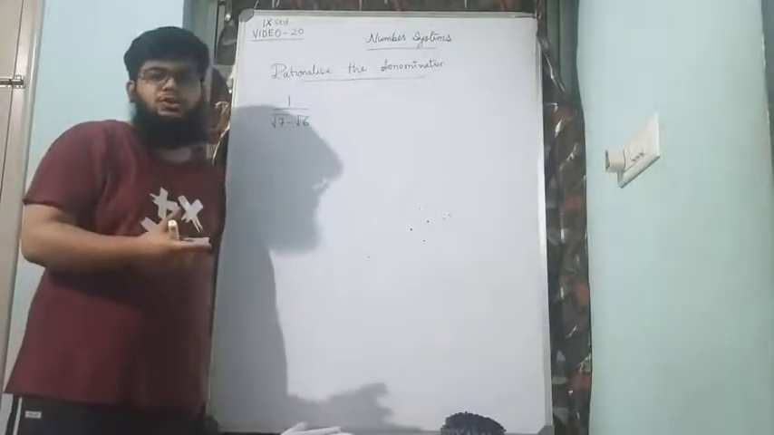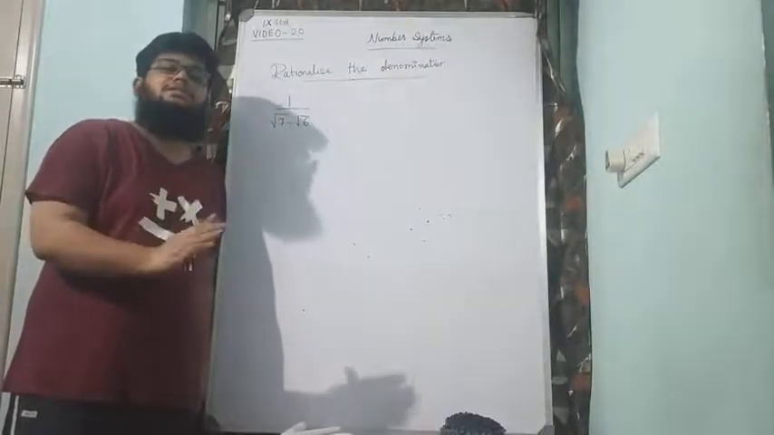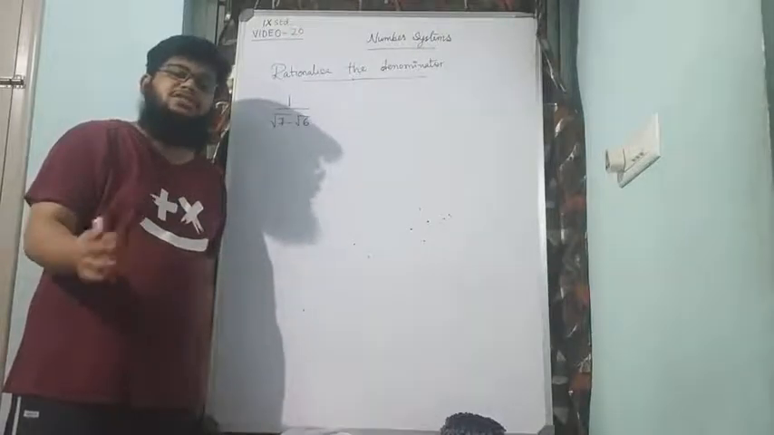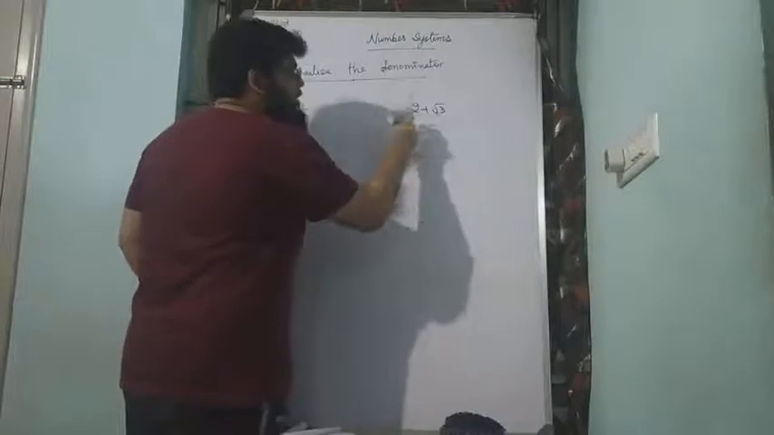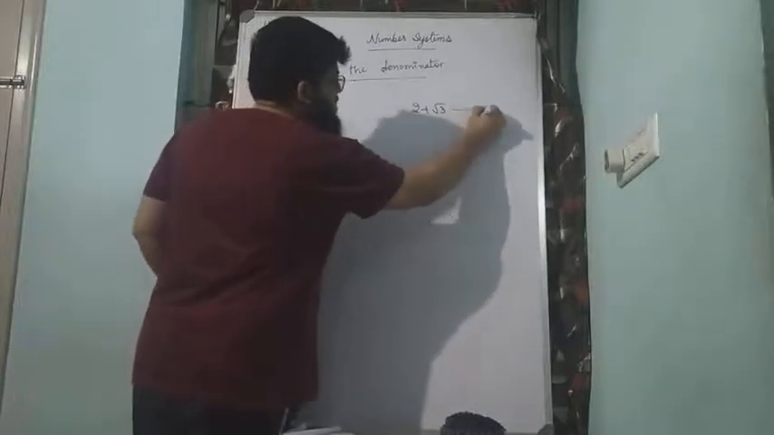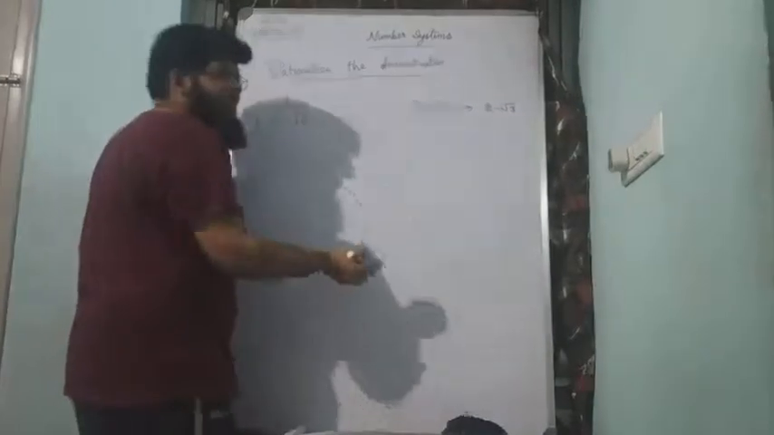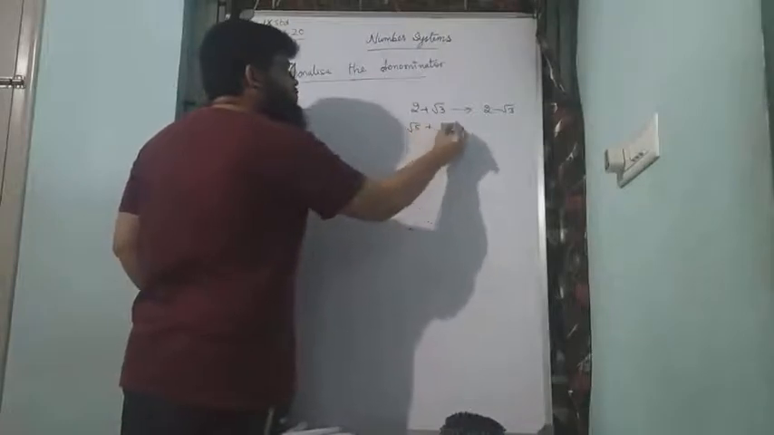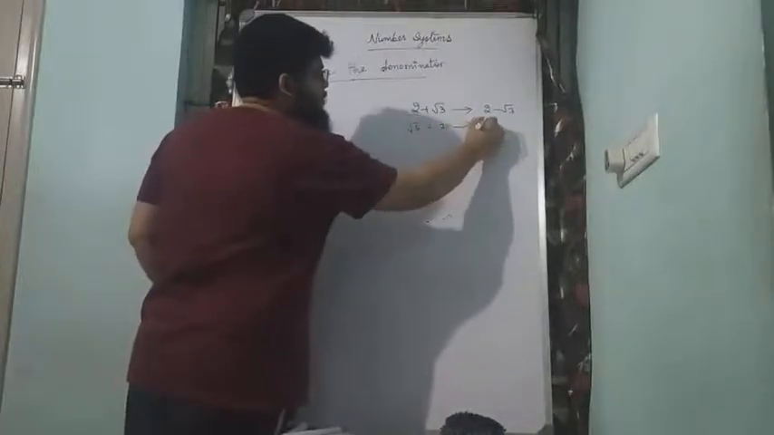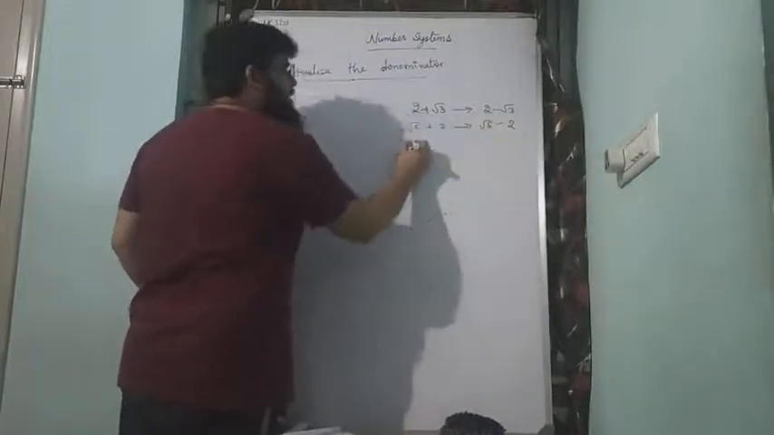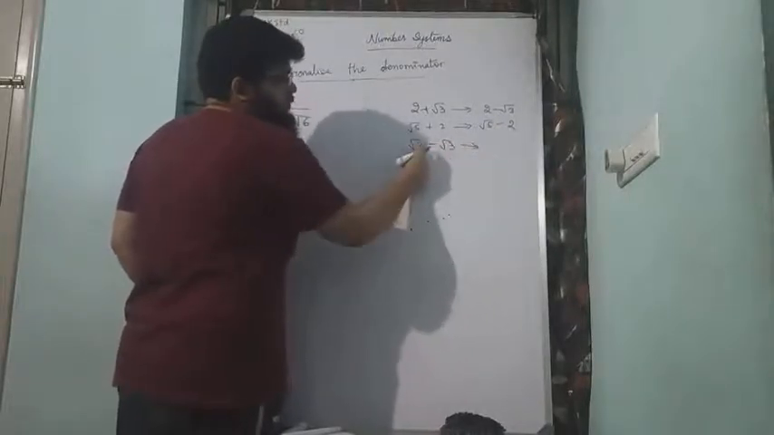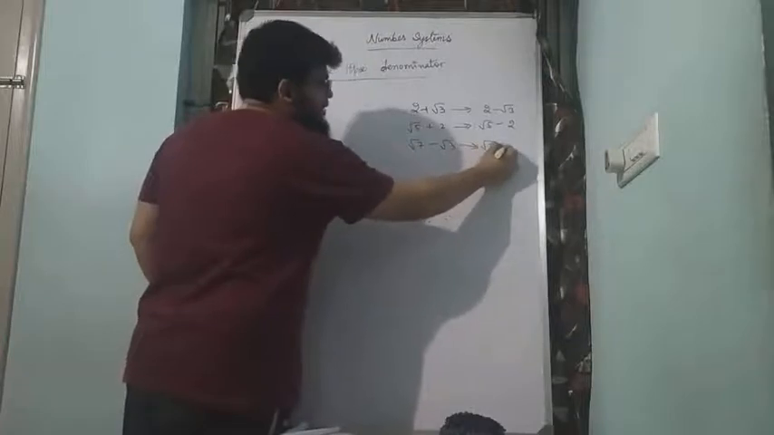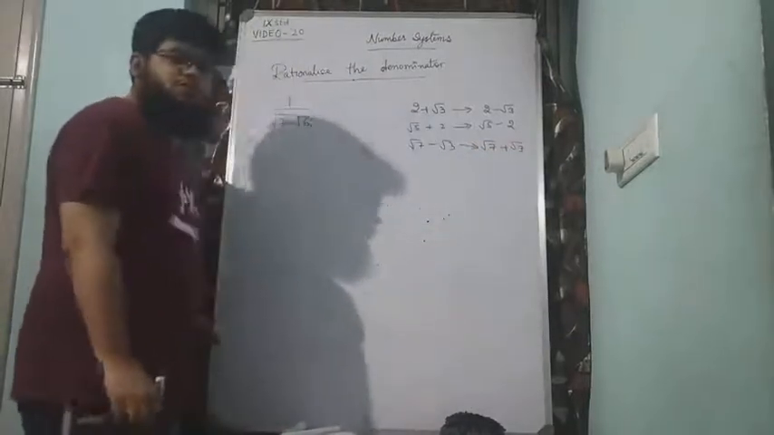Now conjugate is a new word. Conjugate is plus changes to minus and minus changes to plus. Example, if I have 2 plus root 3, the conjugate of 2 plus root 3 is 2 minus root 3. If I have root 5 plus 2, the conjugate of root 5 plus 2 is root 5 minus 2. If I have root 7 minus root 3, the conjugate of root 7 minus root 3 is root 7 plus root 3. This is called as conjugate.